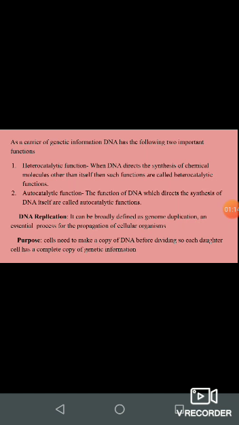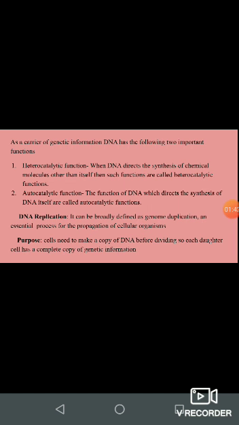The second one is the autocatalytic function. It means the DNA directs the synthesis of DNA itself. Such type of function is called autocatalytic function. So in DNA replication, the template strand directs the synthesis of new DNA strands.